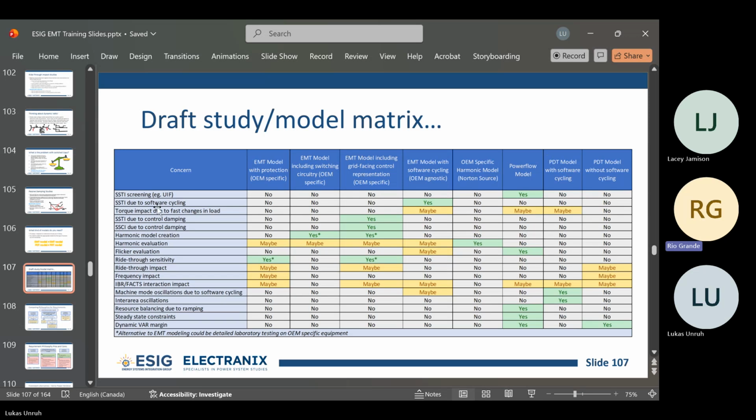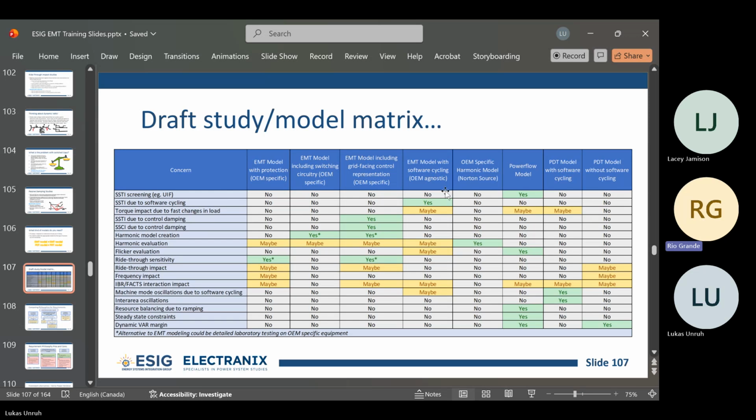The first one, SSTI screening. An SSTI here might not even be the right word. I mean, SSTI due to software cycling, so due to forced oscillation. Probably we should say something forced oscillation related and not SSTI, but that's just the language we're choosing here. So for screening, we can do this with just a power flow model for the software cycling issue. And if we want to diagnose the software cycling issue, we can use an EMT model with the software cycling component, which can be OEM agnostic.